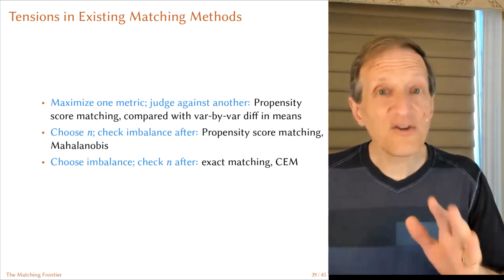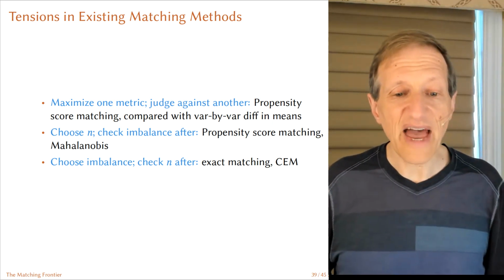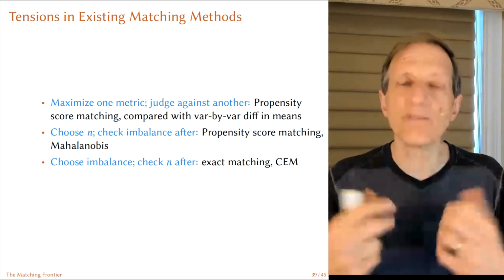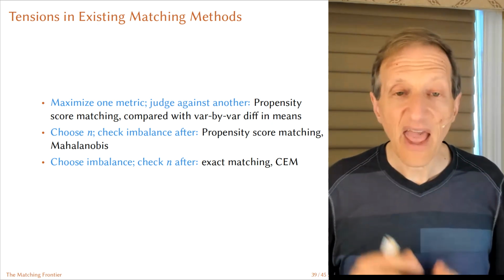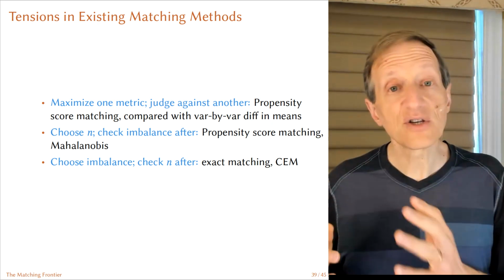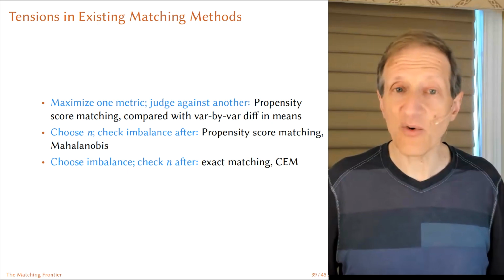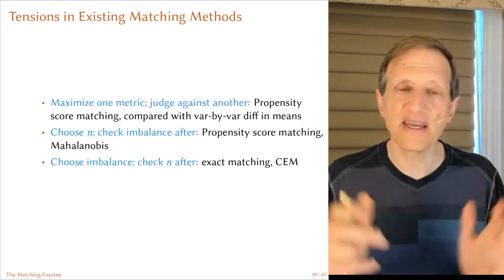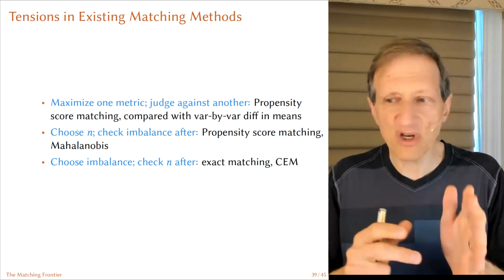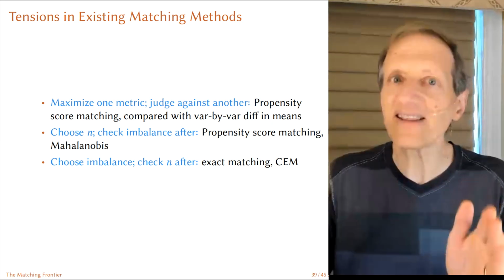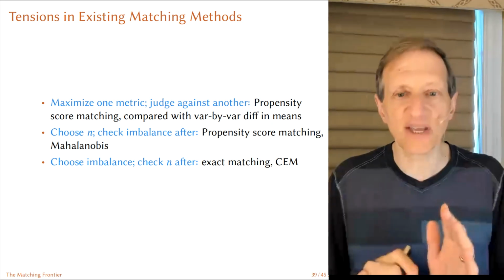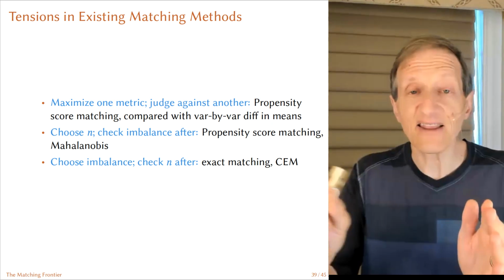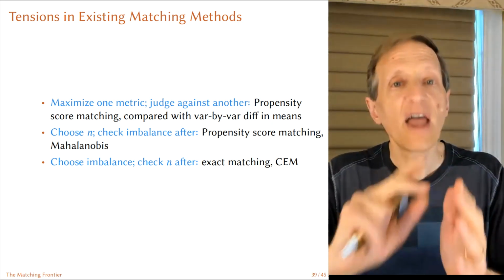So there's other matching methods that work differently. Instead, what you do is you choose the imbalance you're willing to deal with, and you check the n afterwards. So exact matching works that way. You decide that I'm not willing to tolerate any imbalance. You find for every treated unit any control unit that exactly matches on all the variables, and you prune everything else. Or CEM, you find any control unit that exactly matches within the coarsened bins, and you throw away anything else.